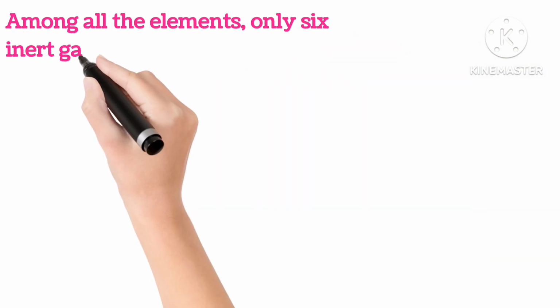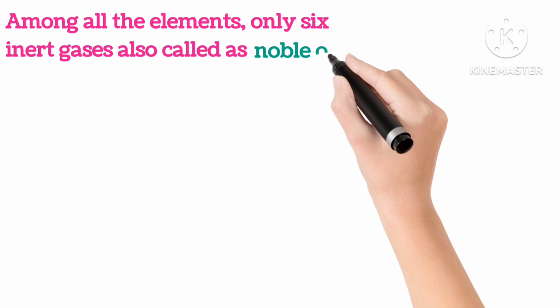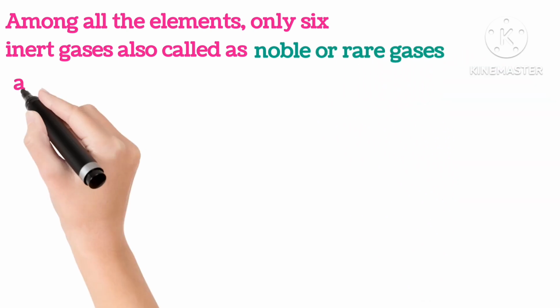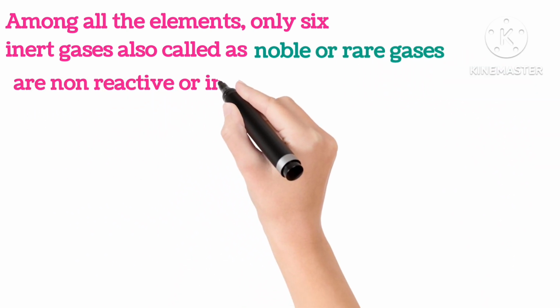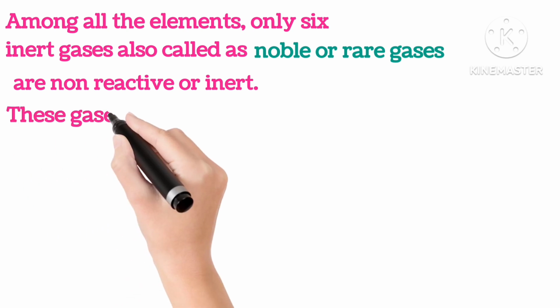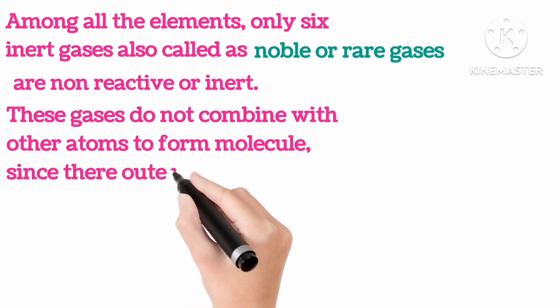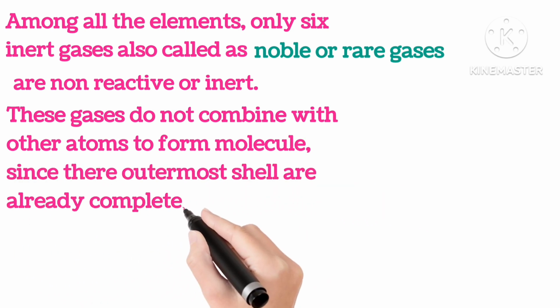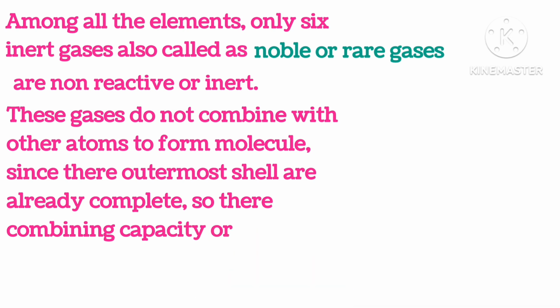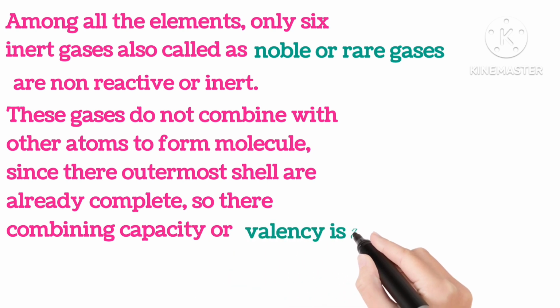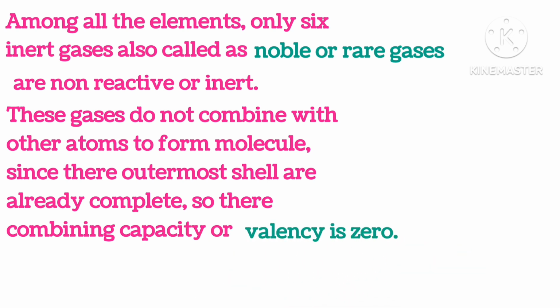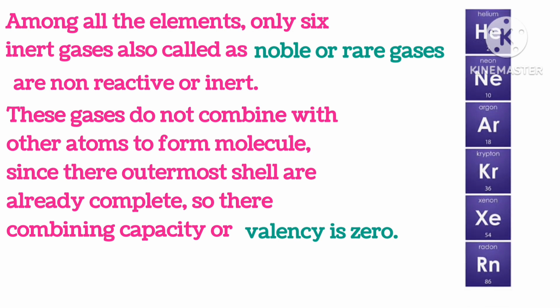Among all the elements, only 6 inert gases, also known as noble or rare gases, are non-reactive or inert. These gases do not combine with other atoms to form molecules, since their outermost shells are already complete, so their combining capacity or valency is 0. For example, they are helium, neon, argon, krypton, xenon and radon.